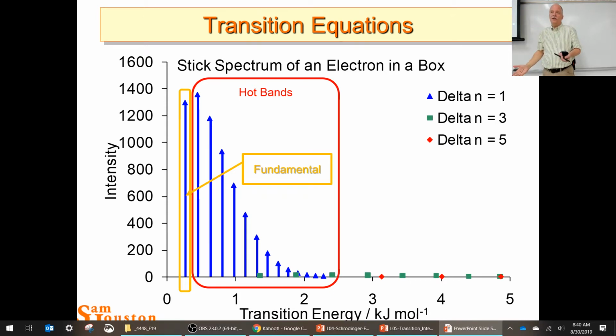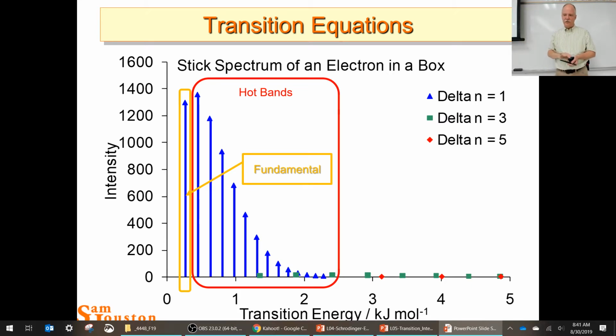And hot is relative. If you're talking about helium, liquid helium or something, it's going to have lots of hot bands. But if you're talking about, say, the CH stretch and vibrations, that first excited state is at 3,000 wave numbers, and at room temperature you only have 200 wave numbers of energy. So you're not going to have any hot bands for that CH stretch.